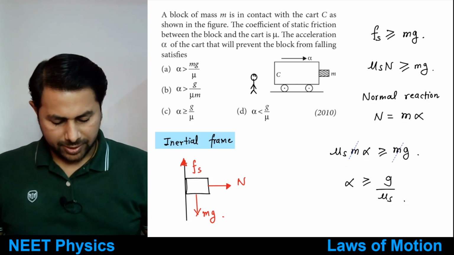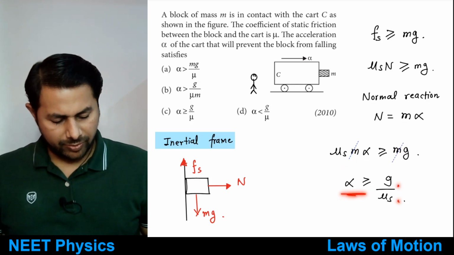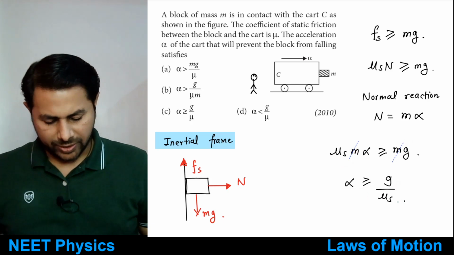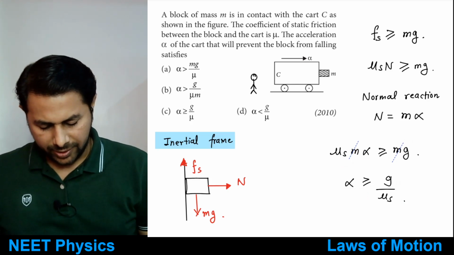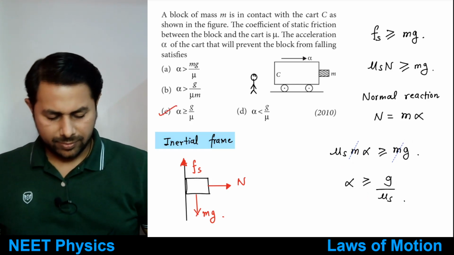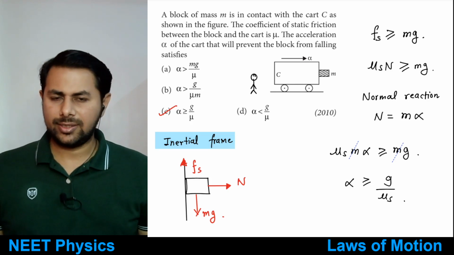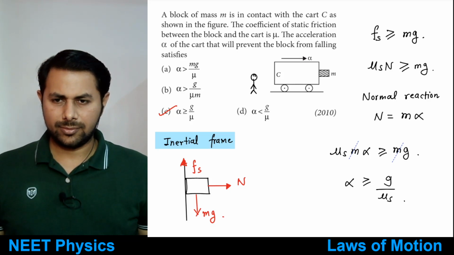Okay, so this is the answer. Alpha is greater than or equal to g divided by mu s. So that is option C. Okay, this thing is clear, everyone? Yes, no?